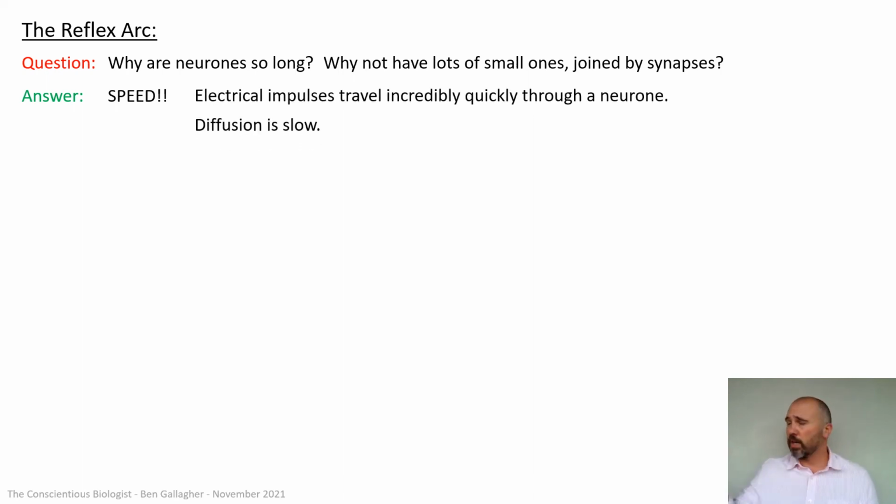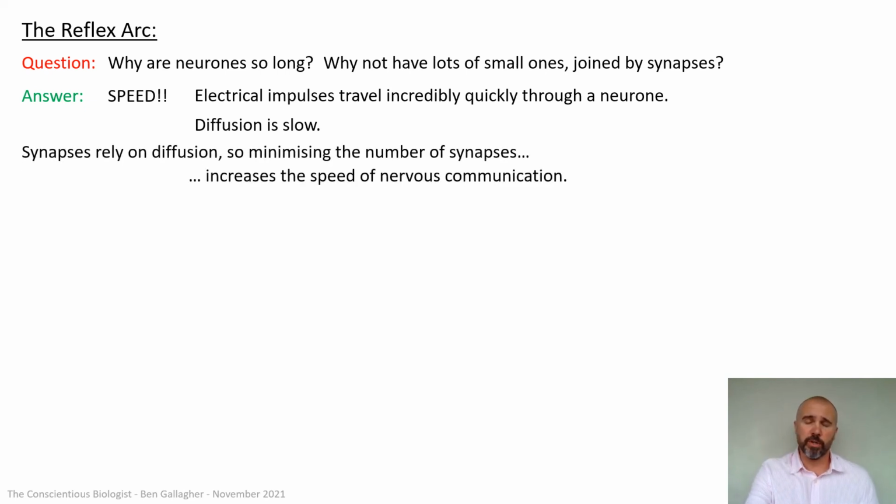Electrical impulses travel incredibly quickly along a neuron, but diffusion is slow, and synapses rely on diffusion of neurotransmitters. Even though the synaptic cleft is really small, the time it takes for the neurotransmitter to diffuse across that synaptic cleft is significant. And if you had lots of short neurons all joined by synapses, the total of all that extra time would ridiculously slow down all of your reflexes and responses. And by the time you'd realized something was flying towards your head and responded to it, too late, it would have hit you. Our brains would just process way too slowly. So we need long neurons to minimize the number of slow synapses.